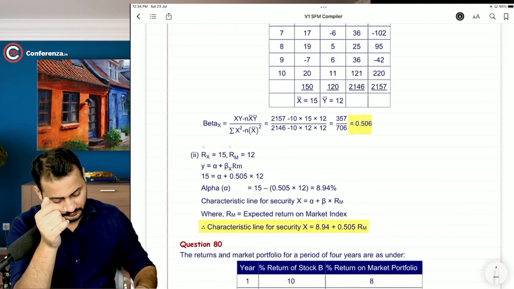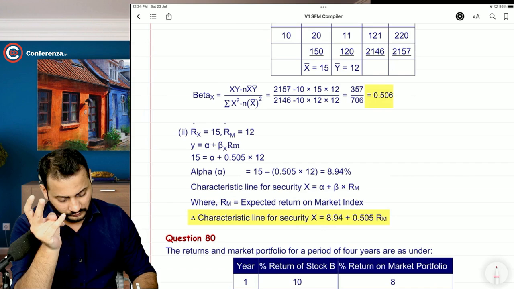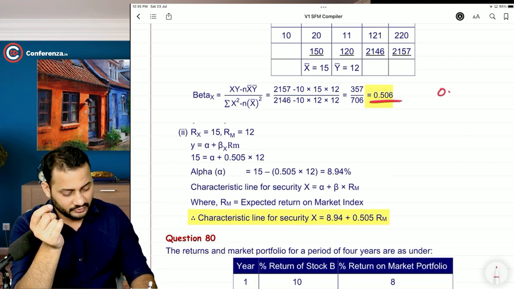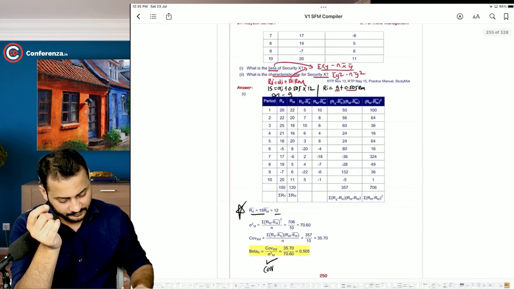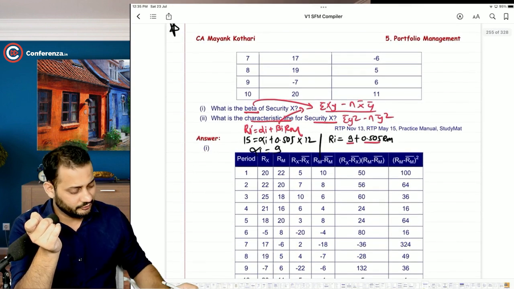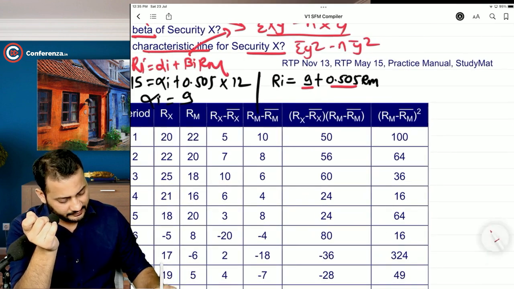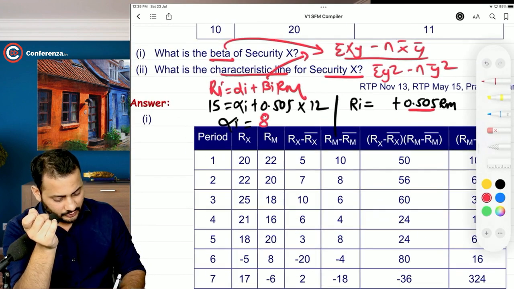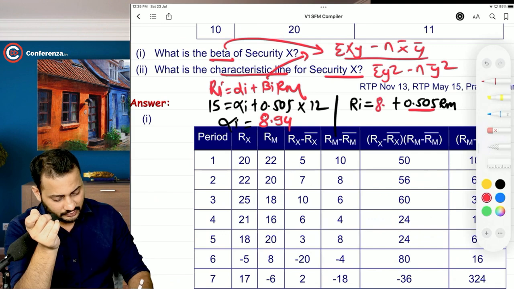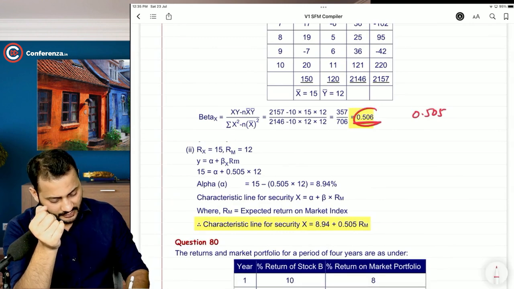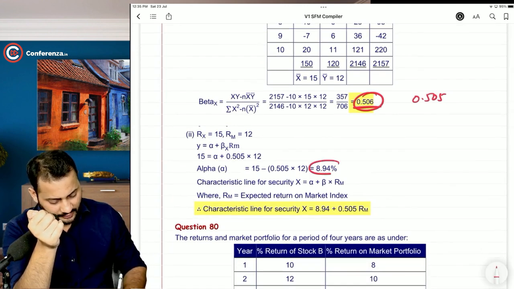See, 0.506. There is a little difference in the rounding off. My answer was 0.505 in the previous part. If you take 0.505, it will come exactly to 9. 12 into 0.505. There is a little difference in the answer. This will come to 8.94, and this will also be 8.94. 0.06 is the difference. So 0.506 or 0.505, and 8.94 is the alpha.